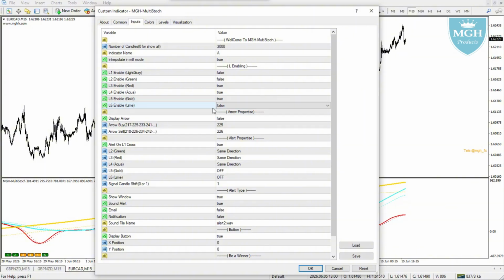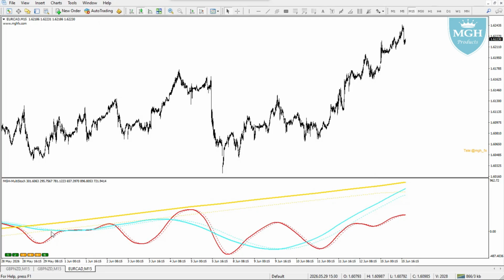But there is an easier way. Look at the chart. You see these small buttons 1 to 6 in the corner of the indicator window. You can click them to turn each time frame on or off. Very fast, very simple. And one more nice thing. If you hold your mouse cursor on any line, the tooltip shows you which time frame this line belongs to, so you never get confused.